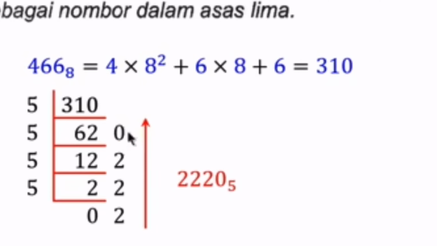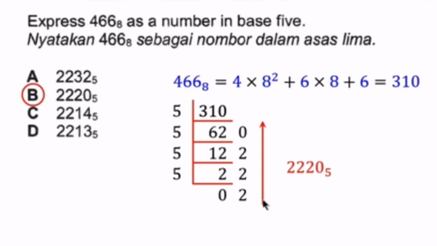And the last step is you have to read from the bottom up. Okay, you have to read from the bottom up. Please remember that. Try to draw an arrow so that you are aware that you have to read from the bottom up. So it's 2, 2, 2, 0 in base 5.